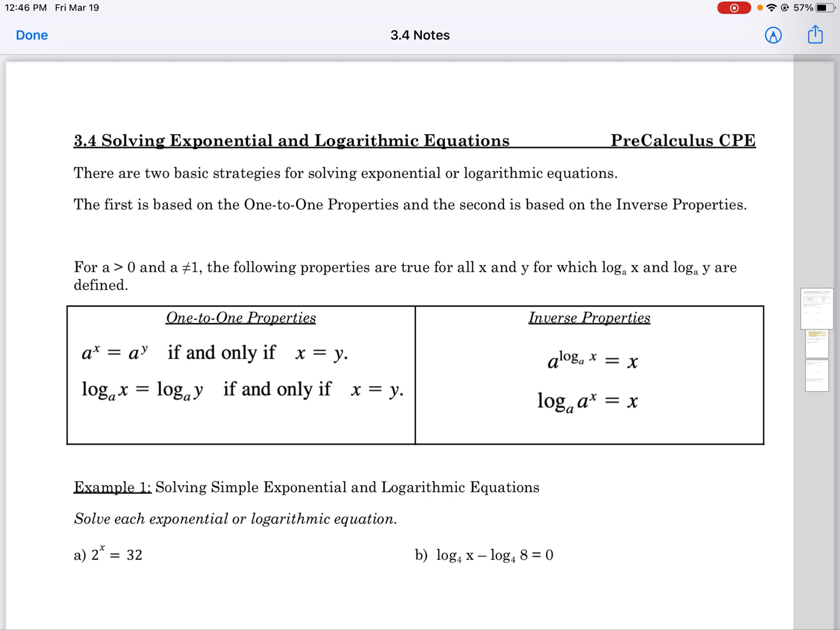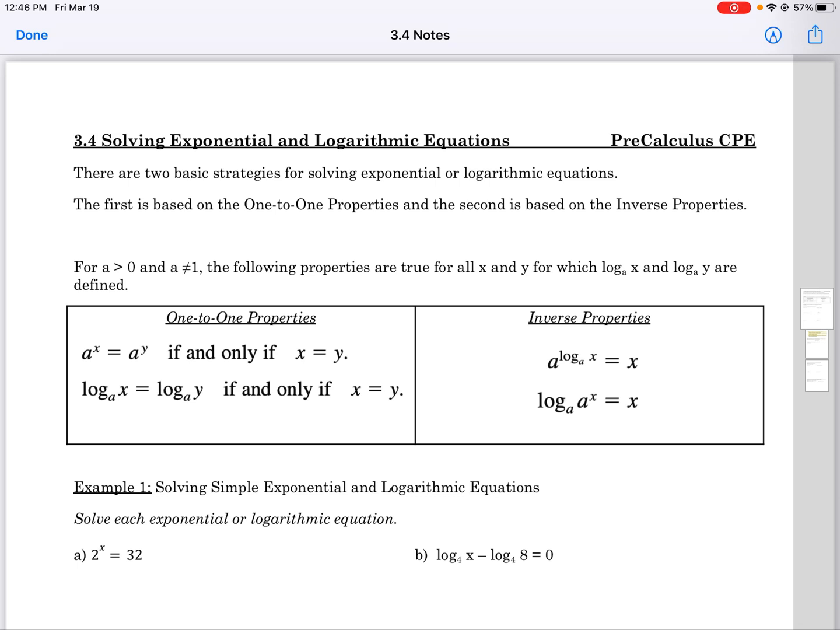For a greater than 0 but not equal to 1, the following properties are true for all x's and y's for which log base a of x and log base a of y are defined. a to the x power is equal to a to the y power if and only if x and y are equal to each other. So if the bases are the same, the exponents must be the same in order to be equal. We could say the same using logs: log base a of x is equal to log base a of y if and only if x and y are equal.